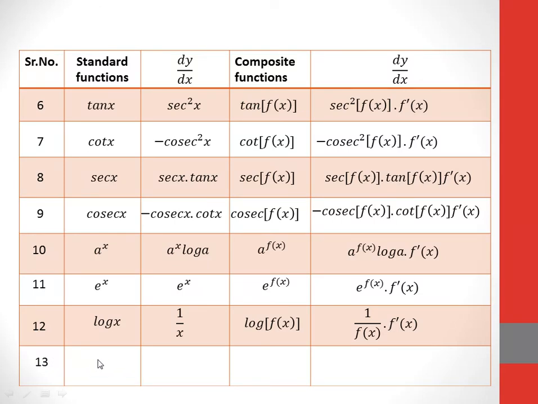And last one, if it is log x to the base a, meaning a different base is given specifically, then the derivative is 1 upon x into 1 upon log a. And see here, if x is replaced by f of x, meaning log of f of x to the base a, then by considering that base as a, we get the derivative as 1 upon f of x into 1 upon log a into f dash x.